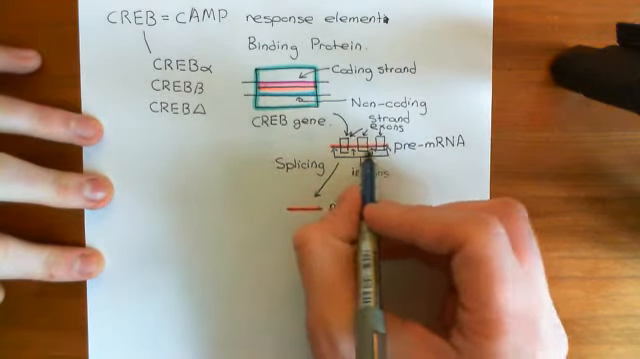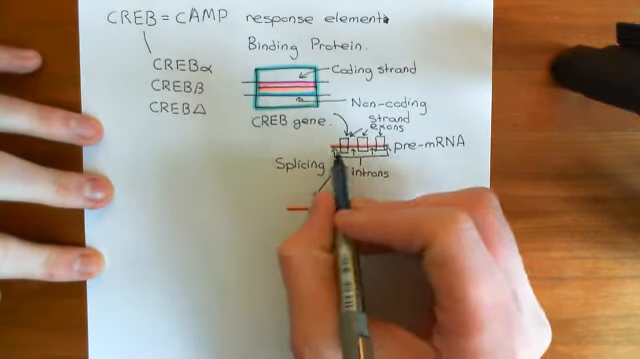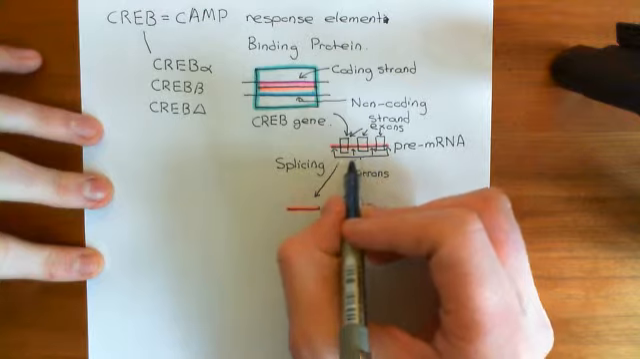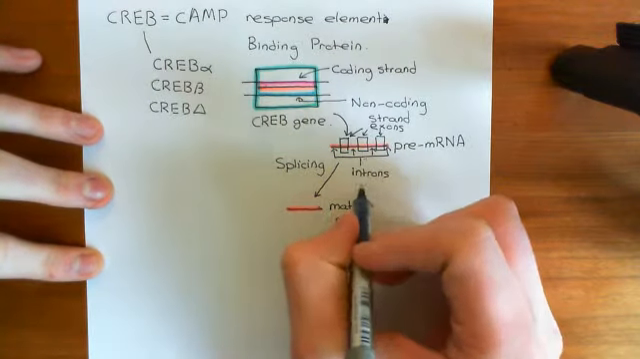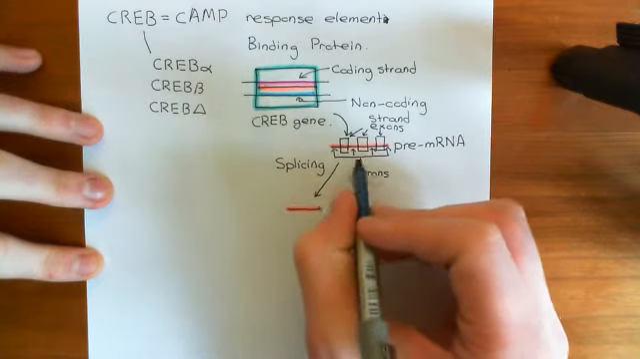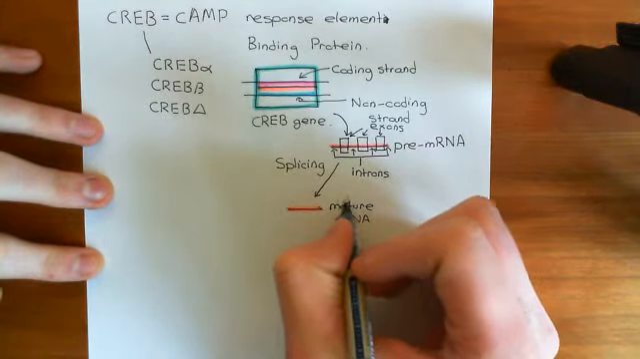Okay, so when you are confronted with this piece of pre-mRNA and you're going to make a piece of mature mRNA, there is more than one way you can actually cut it up and produce a piece of mature mRNA. And these different splice patterns will result in different pieces of mature mRNA being formed.